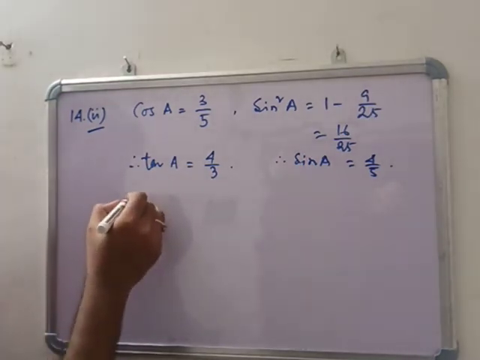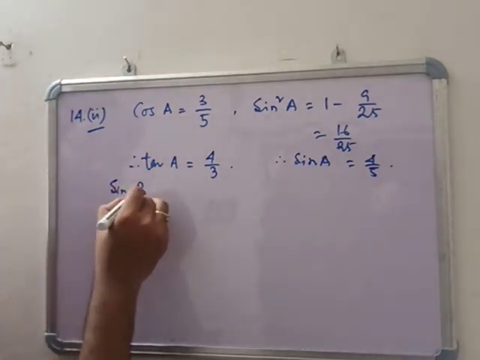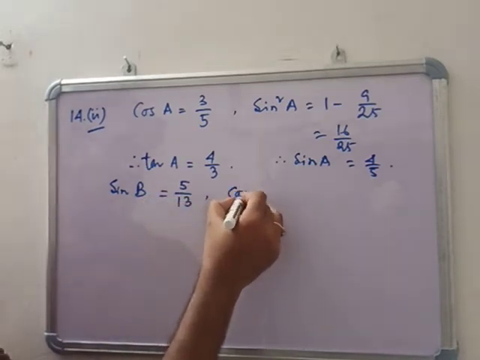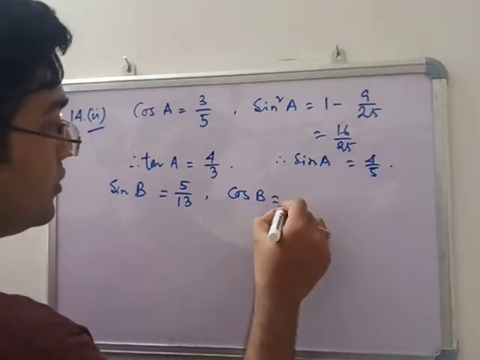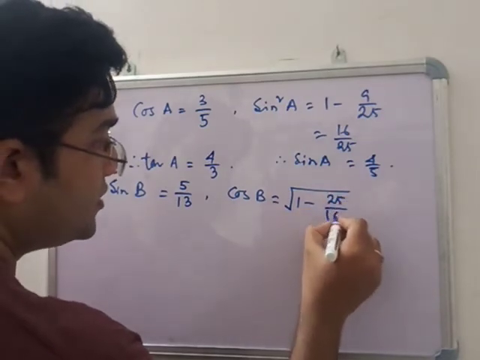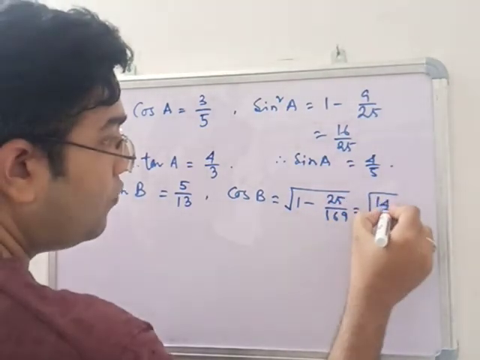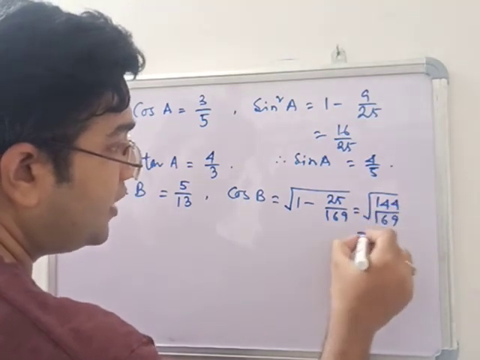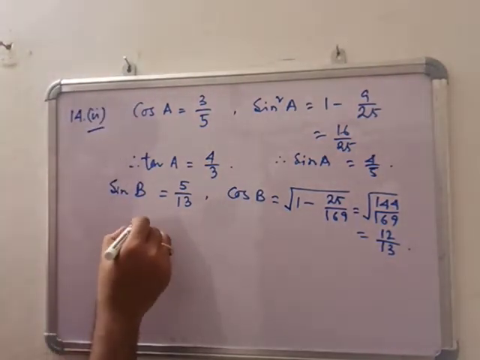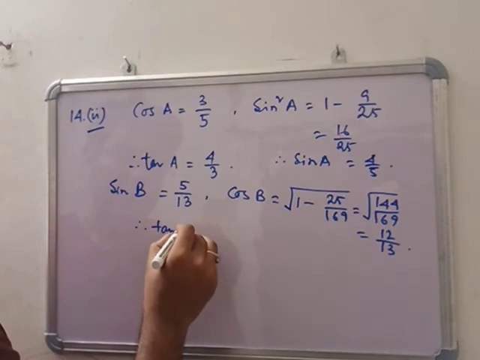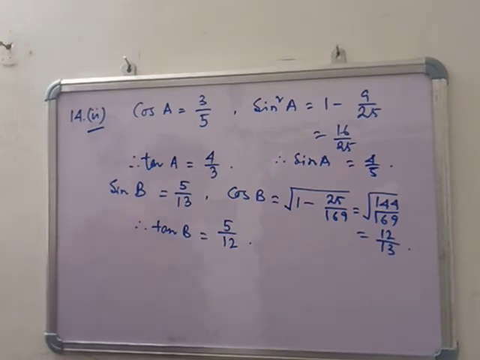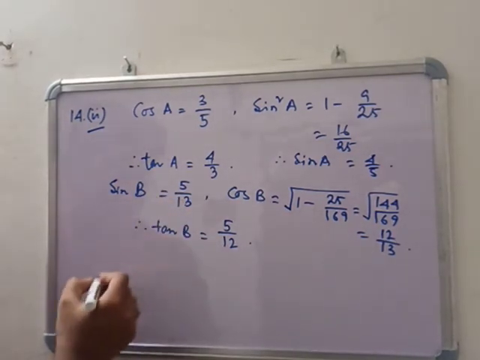Similarly, sin B is given as 5 by 13. So cos B equals root over 1 minus 25 by 169. That means root over 144 by 169, that means 12 by 13. We are taking the positive value. So tan B equals 5 by 12. So tan A and tan B we have already completed.